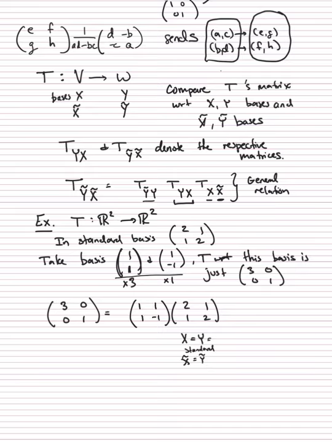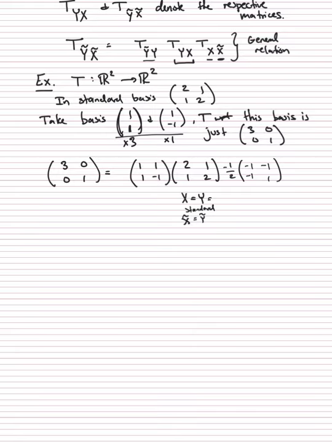There is a discrepancy on flipping the columns, so I could have switched the columns. I would have switched which basis vectors get sent to which. And then I have to take the inverse of this matrix, which happens to be negative a half times negative 1, negative 1, negative 1, 1. Okay? So let me just pull this out.